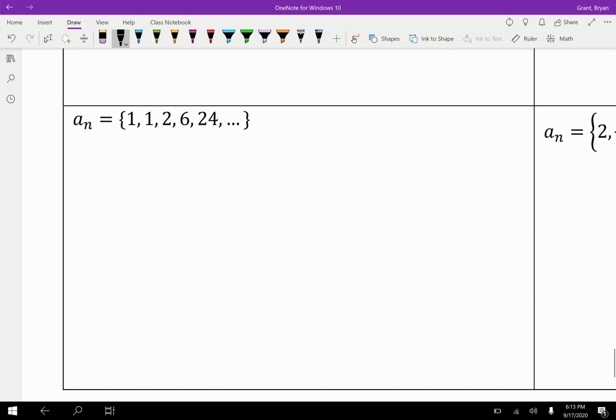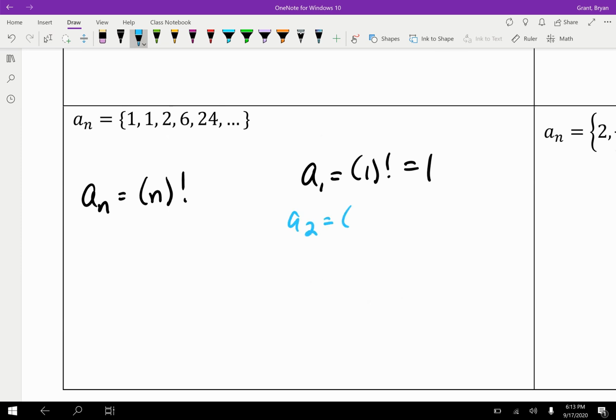2 to go. 1, 1, 2, 6, 24. Huh. Well, we know these are factorials, so let's just see if that works. a sub n equals n factorial. Let's try a few of these. For a sub 1, that would be 1 factorial, which is 1. That worked out really well. Cool. For a sub 2, that would be 2 factorial. 2 times 1, that's 2. Uh-oh, my second term's 1. Well, why would there be an extra 1 there?